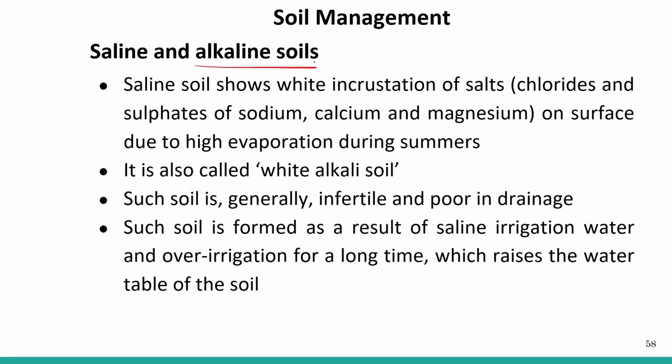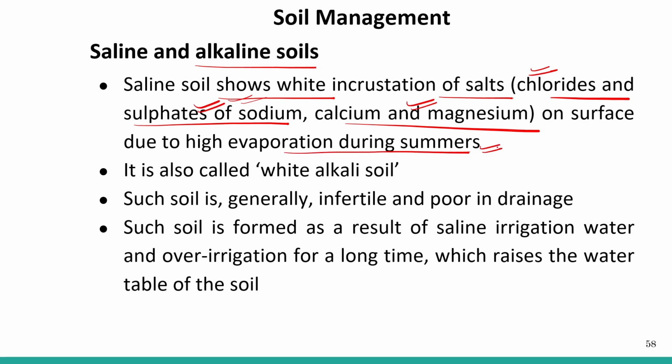Saline or alkaline soil. Saline soil shows a white incrustation of salts, chlorides and sulfates of sodium, calcium and magnesium. The salts appear on the surface due to the high evaporation during the summer. So these salts are present in the soil, and when there is a lot of evaporation during summer, all these salts are there. So it is called white alkali soil. Such soils are generally infertile and poor in drainage.